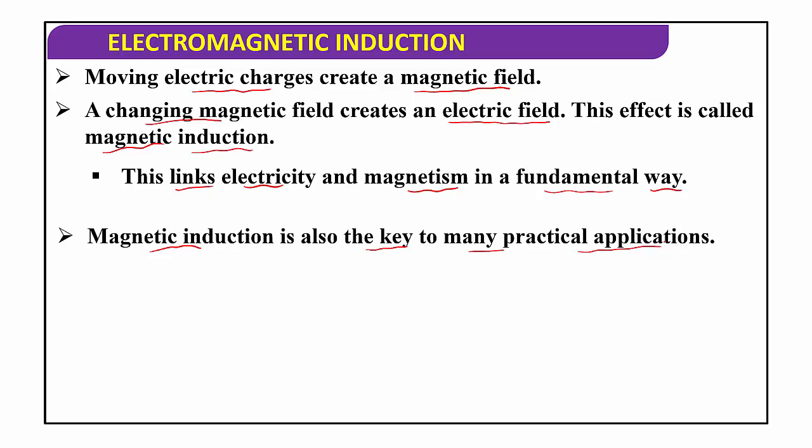Just by using this concept, magnetic induction, just by changing the magnetic field, we are producing electric current. It has many practical applications, for example, speedometer, electric trains, induction stove. These are some practical applications, and these devices work basically on the concept of magnetic induction.